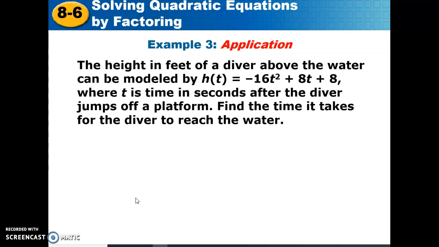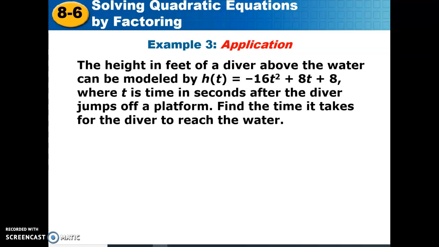Okay, now we have a word problem to take a look at, and there's a lot of words. So when you see a word problem, don't freak out. Try and extrapolate the important stuff. The word problem says, the height in feet of a diver above the water can be modeled by h of t, that's just function notation, h of t equals negative 16t squared plus 8t plus 8, where t is the time in seconds after the diver jumps off the platform.